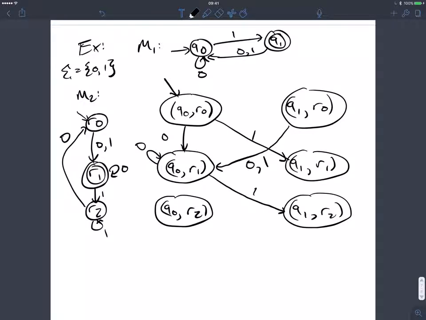All right, Q1, R1, where do I go on input 0? So it's always going to be Q0, because that's how the first machine's defined. Where do I go from R1 on 0? R1. So I'm going to come back straight across.